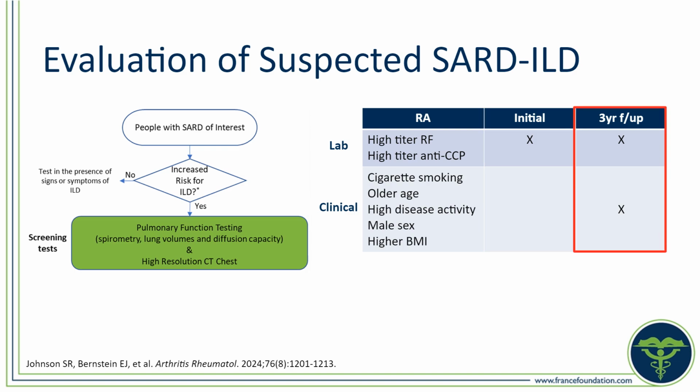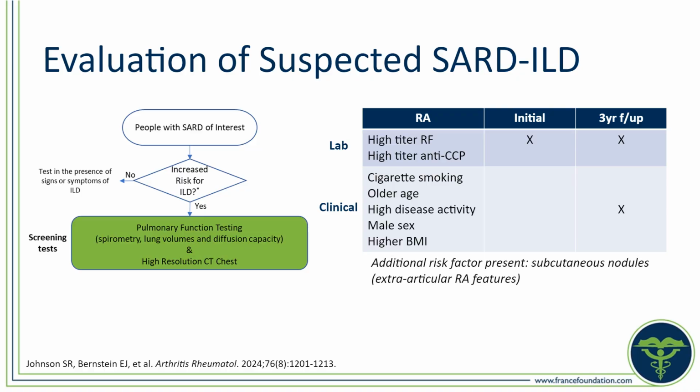Now that we are at the 3-year follow-up, she also has a clinical criteria. She is now in high disease activity. Now, while not listed in the guideline itself, an additional risk factor we should think about in this patient is the fact that she had subcutaneous nodules. Now, we know that extraarticular RA features are a risk factor for interstitial lung disease.